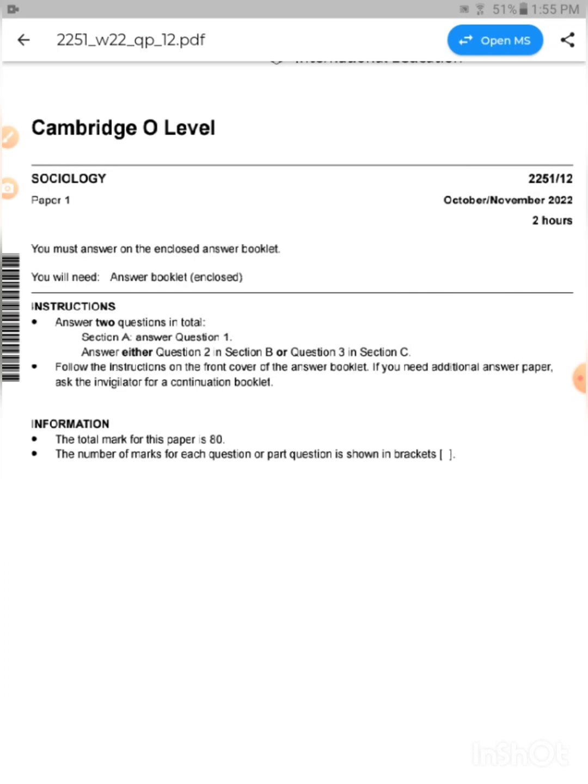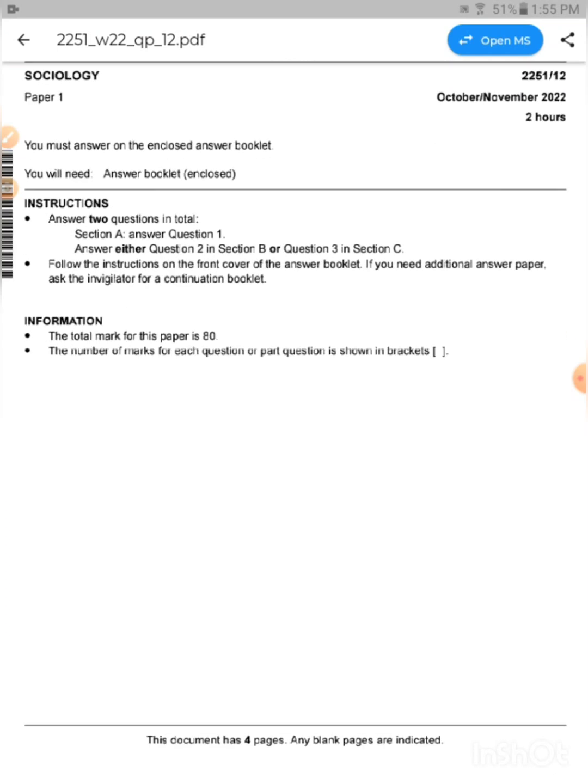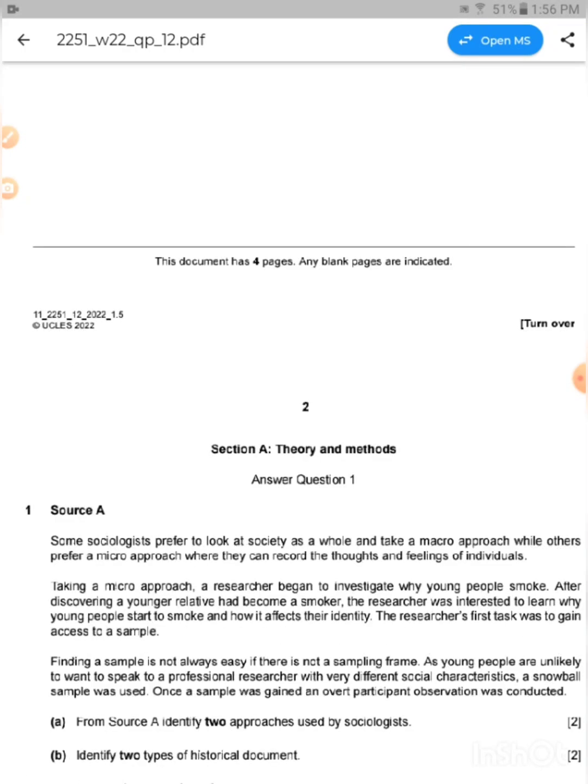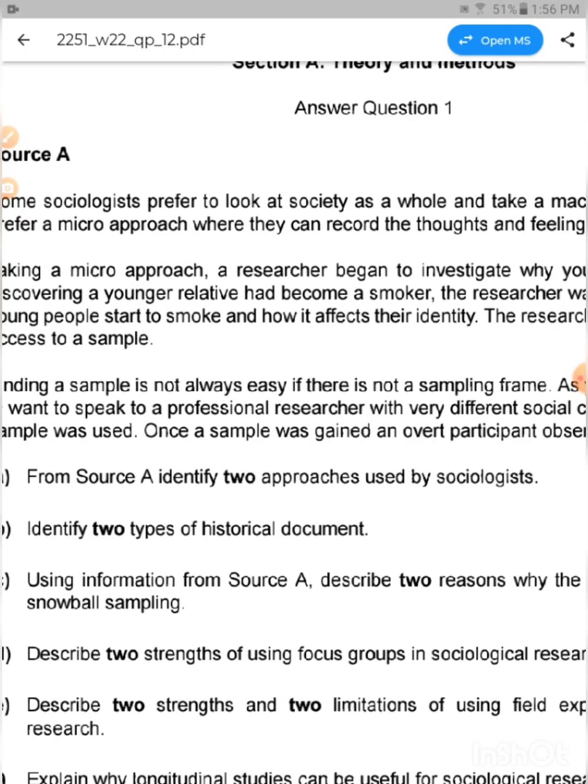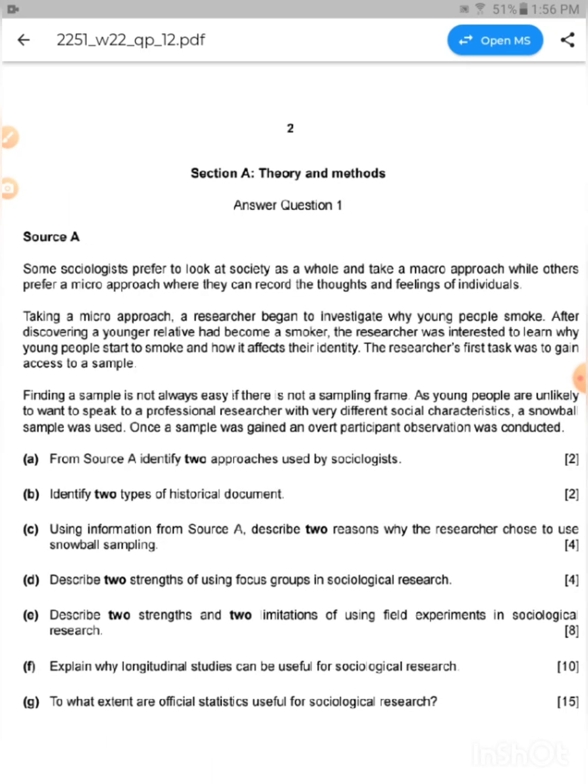The total marks for this paper is 80, and the marks of each question are mentioned in front of the question. As you can see, section A, theory and methods, is the most important chapter in sociology, and it's the compulsory question as well. You will be given a source, and you need to thoroughly read the source. If it says you have to identify something from the source, then you have to write it from the source. You cannot write it on your own.